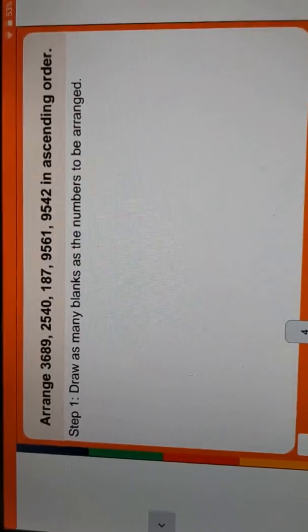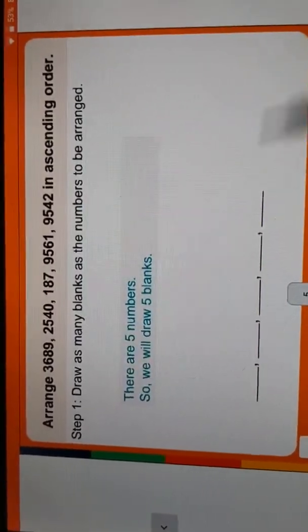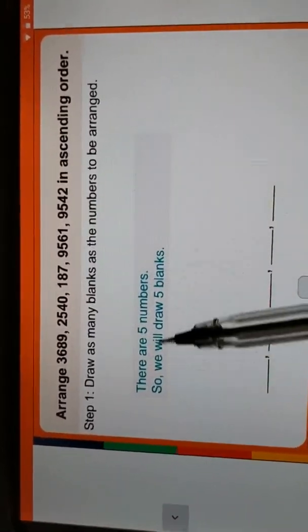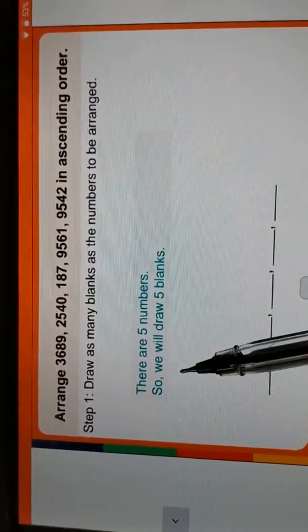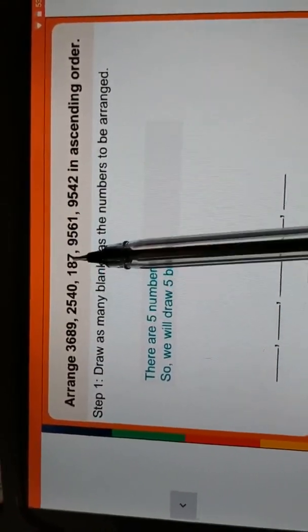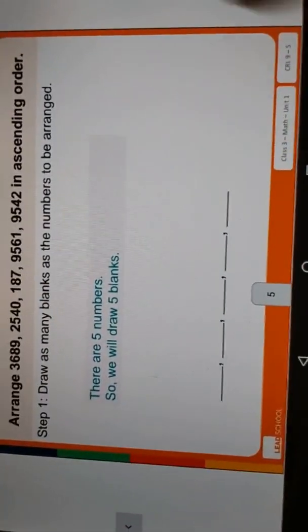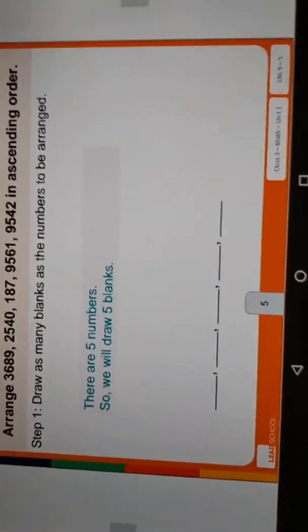First of all, we have to draw as many blanks as the numbers to be arranged. Okay, we have to draw the blanks. Here there are 5 numbers. How many numbers are there? Let's count with me. 1, 2, 3, 4 and 5. There are 5 numbers, so we will draw 5 blanks.